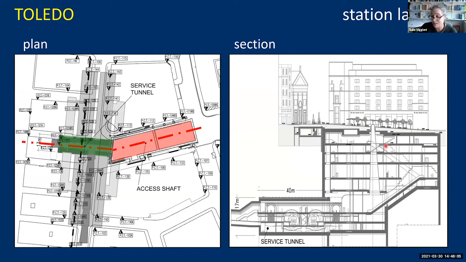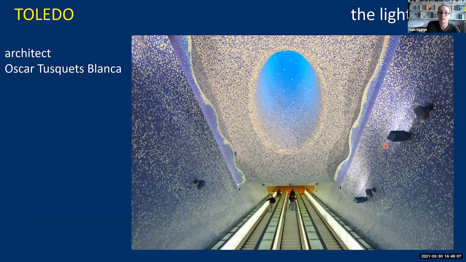So, in fact, it is very beautiful. This was a very impressive architectural design by a Spanish architect, Tusquets Blanca. And he received a mention as Europe's most impressive metro station. It's been voted by CNN as Europe's most impressive metro station. It's very beautiful. If you ever happen to be in Napoli, it's worth the trip.